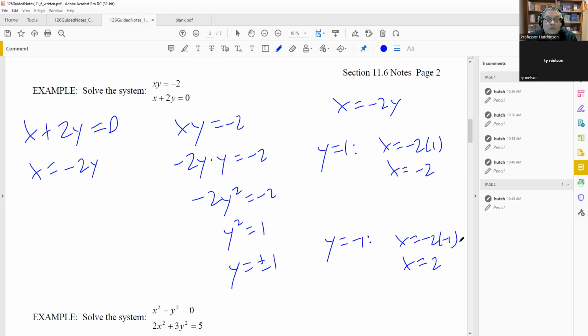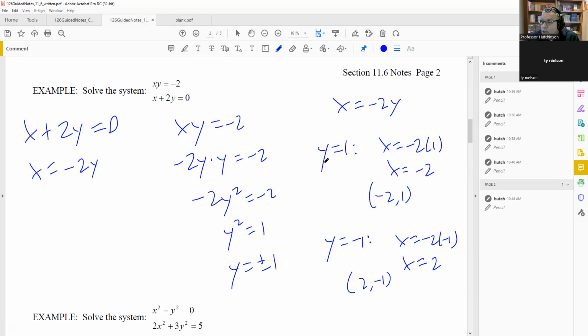So when I write my answers, I'm going to write both of these as coordinates. So I need to put these into the coordinate form. And so when we do that, then we're going to get these 2 points down here. So this one is going to be -2, 1, and this is going to be 2, -1. So that would be your two answers that you would type in there, -2, 1 and 2, -1.